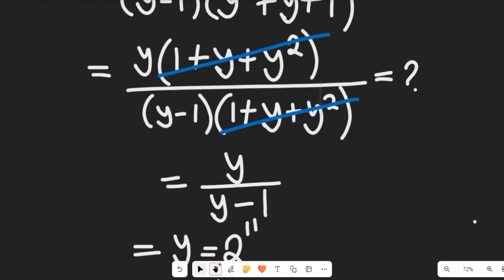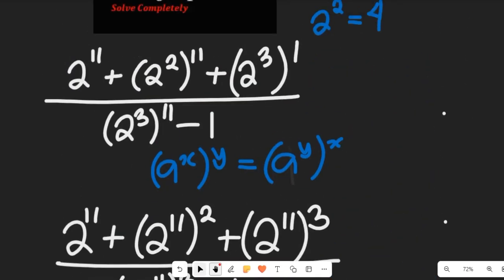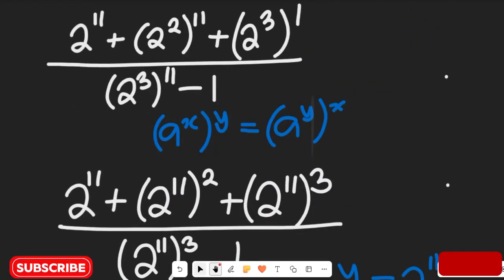So without the use of a calculator, we can solve this using algebraic expression. Very easy. I know you did enjoy watching this math solution.